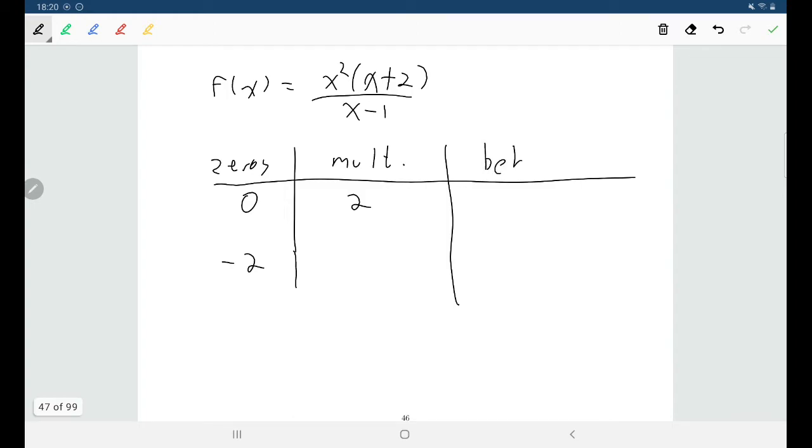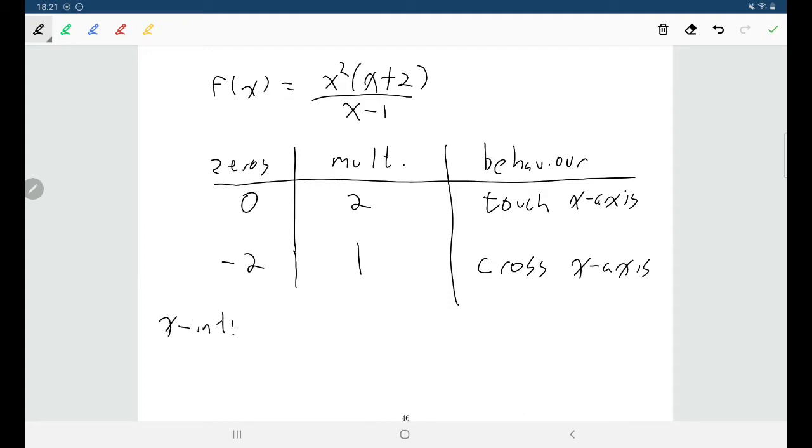That means that at that point we are going to touch the x-axis, not cross it. X being -2, that came from the factor x plus 2. That had multiplicity of 1. So there we are going to cross the x-axis. So we have our x-intercepts 0, 0, and also -2, 0.